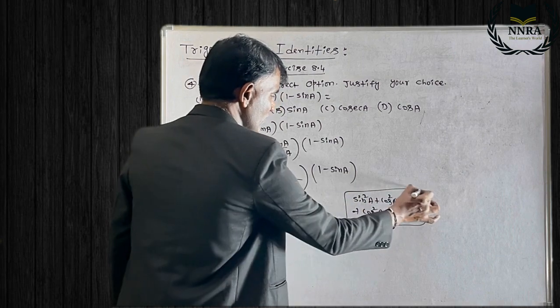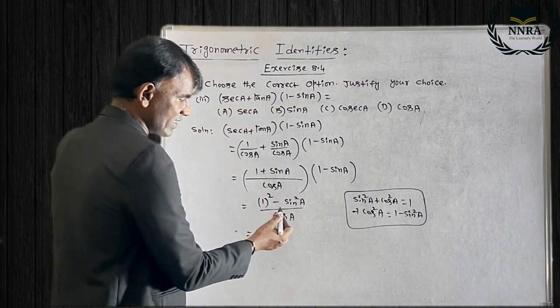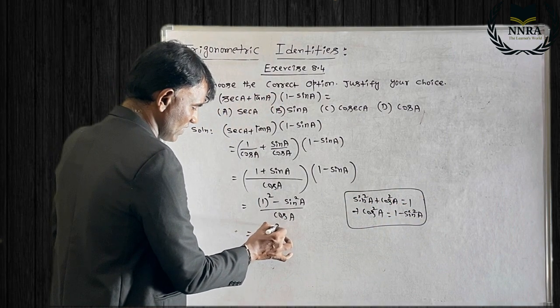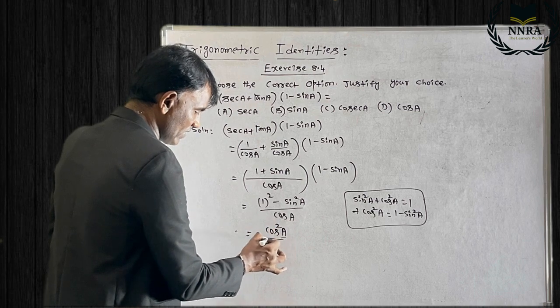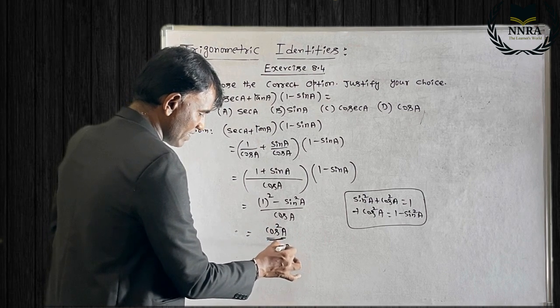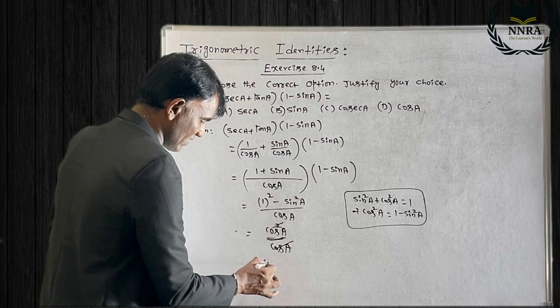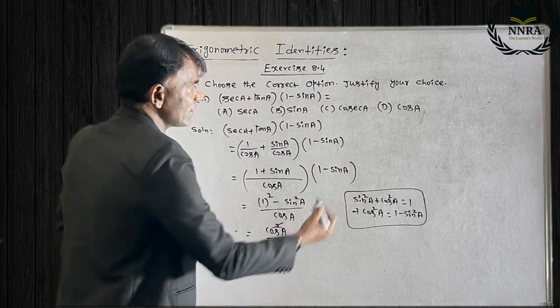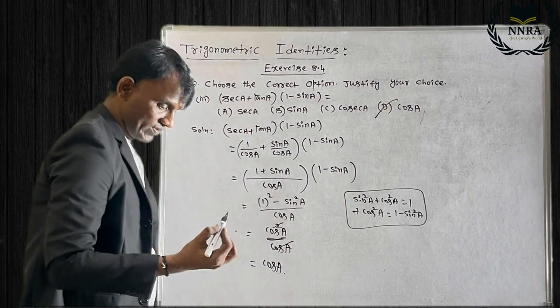So this is the formula. So how to write it? 1 minus sin square A can be written as cos square A divided by cos A. Okay. Now cos A gets cancelled. Remaining value is cos A, and it is equal to D. That is the answer. Okay.